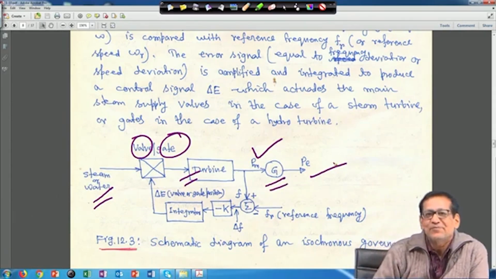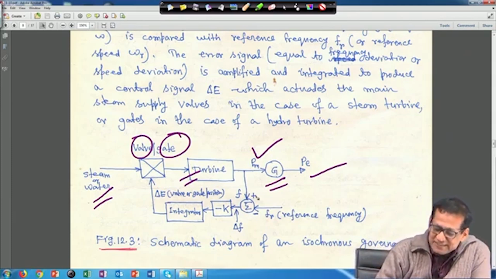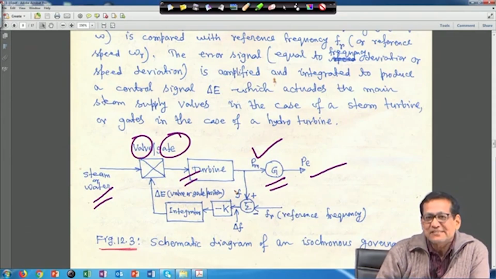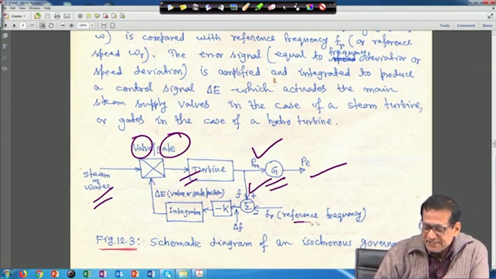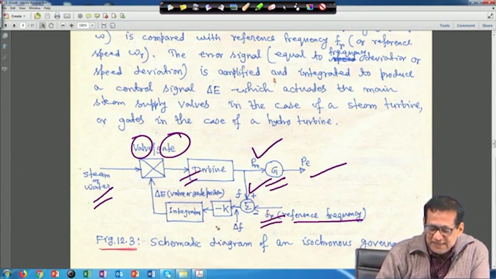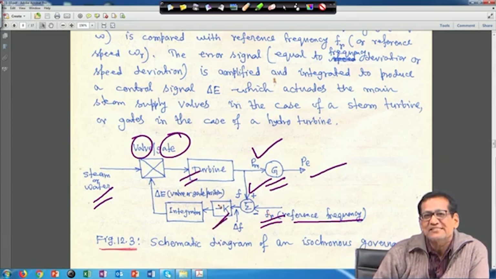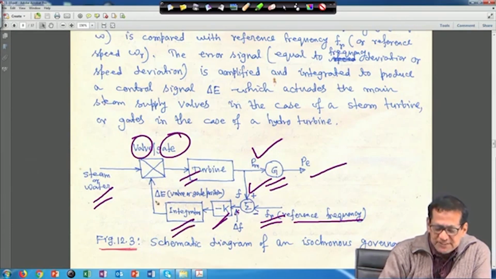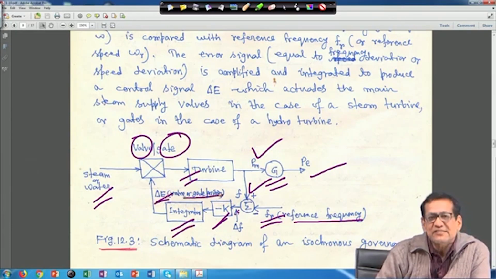So, P is equal to say Pm, and this frequency is sensed because the turbine generator is a rotating shaft, and your frequency is sensed from that. So, the frequency is measured, say f, and this is a reference frequency that you have set, that is your set point, and you are comparing these two. So, f minus f_r, and it is amplified, say some gain minus k is given, and the output here is delta f, and one integrator is there, and the output of this one is delta E, the valve or gate position.